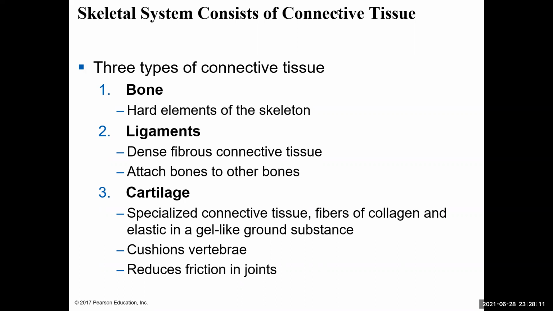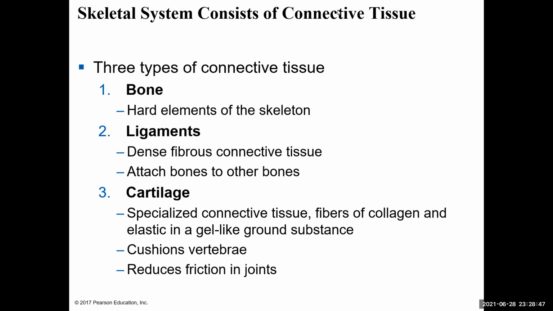The second type of connective tissue is ligaments, and ligaments are really fibrous, or I should say dense fibrous connective tissue, and ligaments are there to attach bones to other bones. We will mention tendons, and we will talk about tendons a little later on. Tendons attach muscle to bone. And so ligaments are attaching bones to other bones, keeping the skeletal system held together.